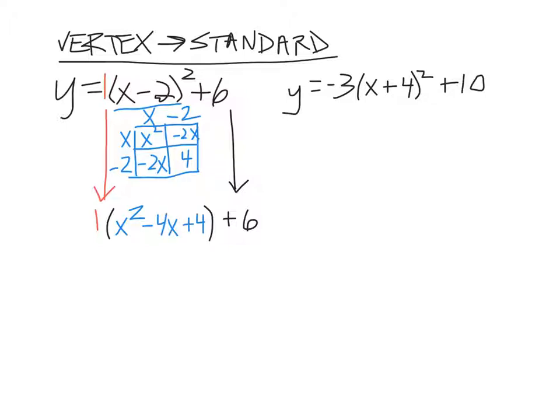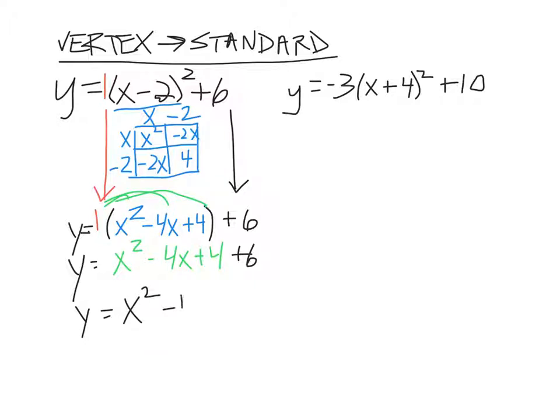Now, when I distribute my 1, it really doesn't do anything. So I'm just getting x squared minus 4x plus 4. Still bring down your plus 6, and maybe you can see what we're going to do. I've been leaving off y equals, so I'll add that back in. So y equals x squared minus 4x, and 4 plus 6 is 10.